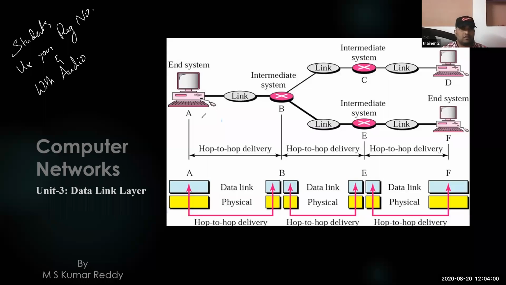Okay, students. So in our last class, we have completed the second unit that is about the physical layer. So in this class, we are going to start the third unit that is about the data link layer. Okay.